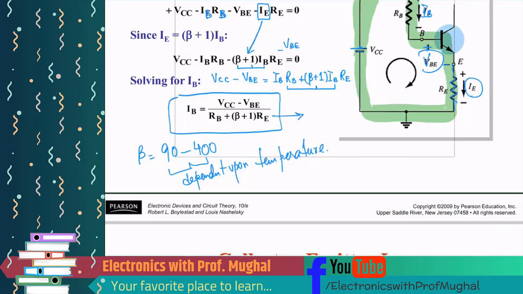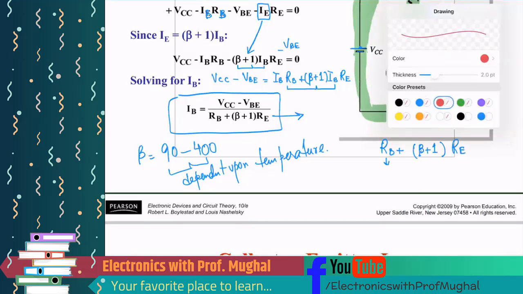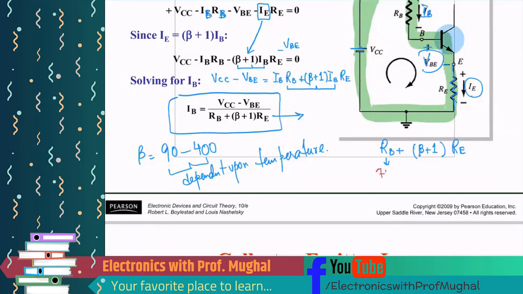What value can we choose for RB and RE such that beta does not have too much significance? I'm just going to take the denominator here: RB plus beta plus 1 times RE. Let me change the color. Say RB is 75K. Beta is 90, so 91. 90 plus 1 is 91.